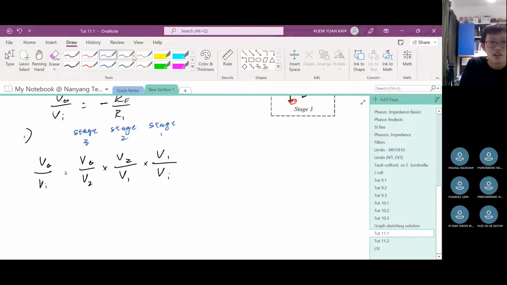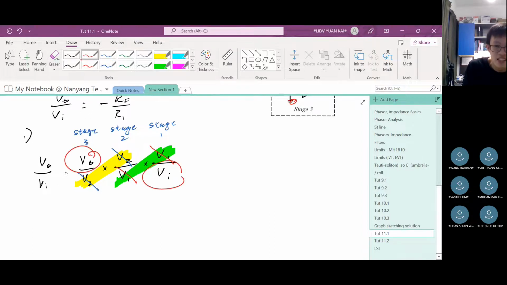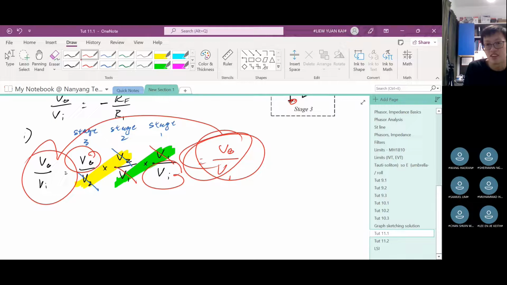Now, why is it the product? Notice this: this and this are the same, so they can cancel. Then look, this and this are the same, so they also can cancel. What are you left with? The only surviving terms are V out over V in, which is what we wanted, right?